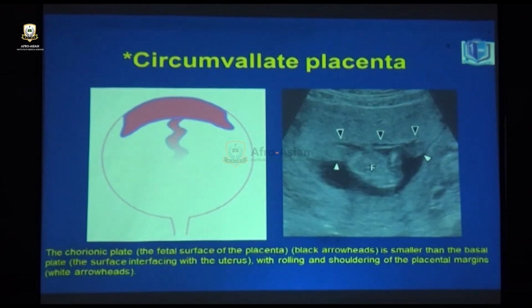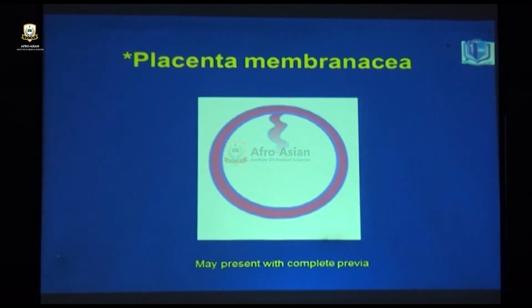The third one is circumvallate placenta. In this placenta, the chorionic plate, the fetal surface of the placenta, is smaller than the basal plate, the surface interfacing with the uterus, with rolling and shouldering of placental margins. This we can identify. So that means the surface area is smaller compared to a normal placenta in circumvallate placenta. The fourth variant is placenta membranacea, which may present as a complete previa if it is low lying.